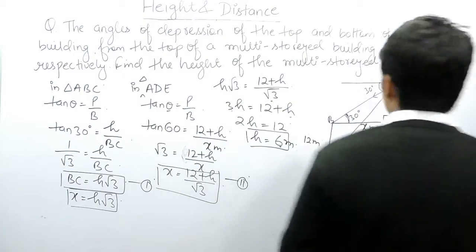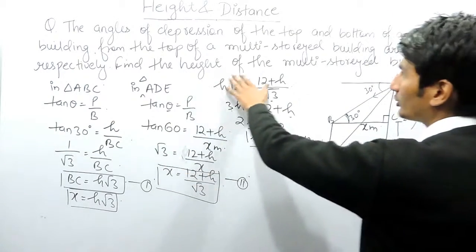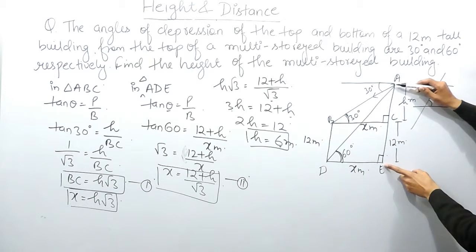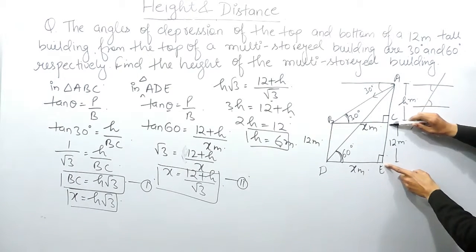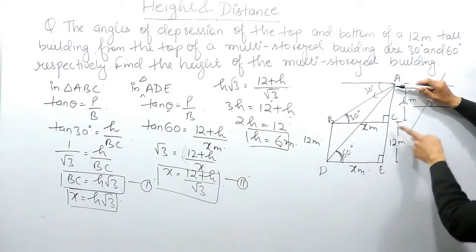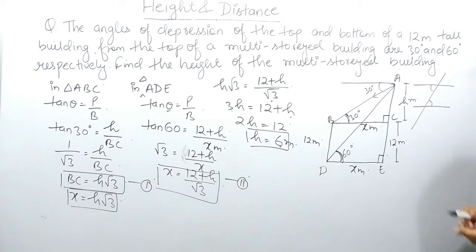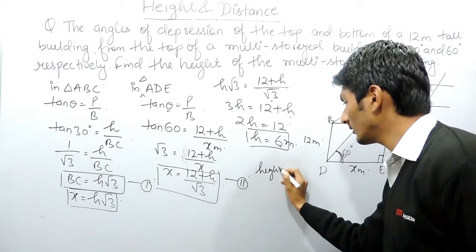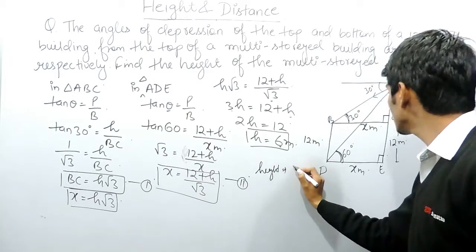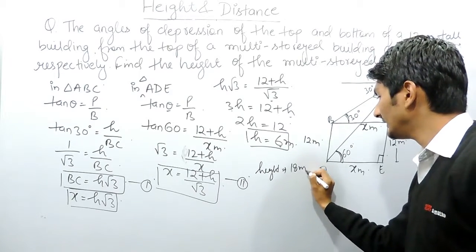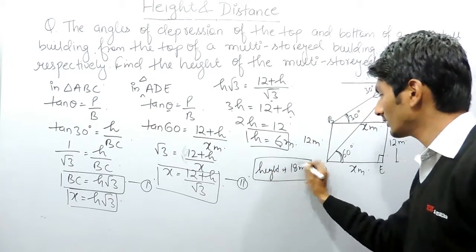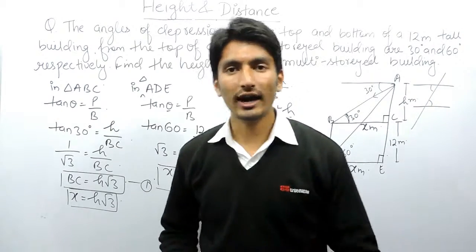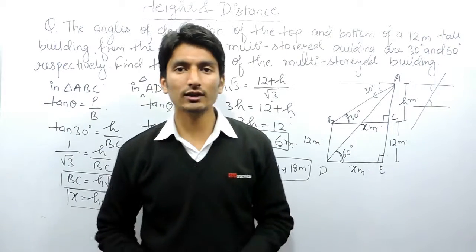Here you have to find the height of the multi-storied building. Obviously, this complete height is 12 plus h, and the value of h is 6. So 12 plus 6 is 18 meters. So the total height of this multi-storied building is 18 meters. This is how you can solve this kind of question also. I hope you have understood how to solve this question.